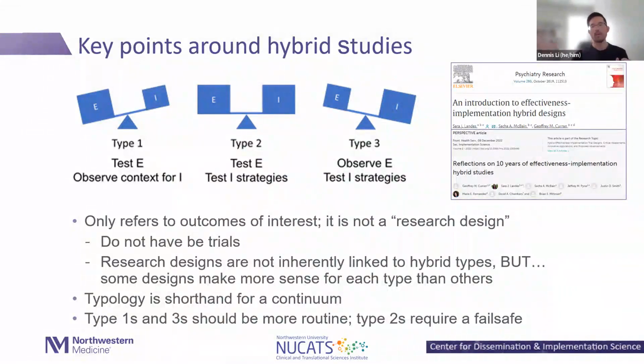So if you say, oh, my research design is a hybrid type 1, that actually doesn't mean very much, because it could be an observational study, it could be a clinical trial. So in both of these papers, they iterated the point of not calling it a hybrid design. You can call it a hybrid study though. They also said hybrids don't have to be trials themselves, even though the original paper focused a lot on trials.